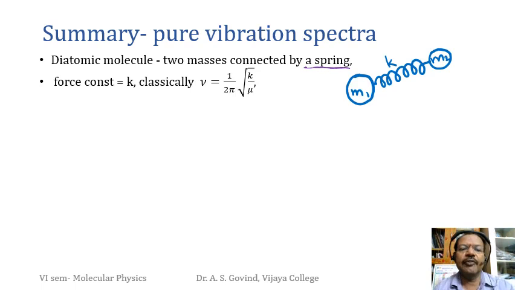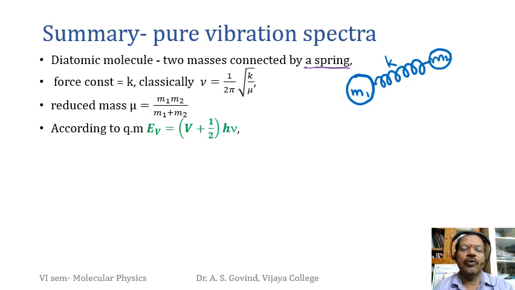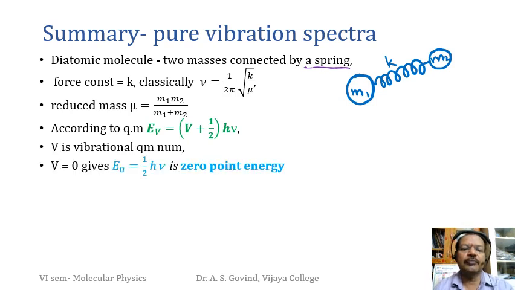And classically, we'll get the expression frequency is 1 by 2 pi root of K by mu, where mu is the reduced mass, product of mass divided by the sum. And according to quantum mechanics, we'll get the vibrational energy is V plus half of h nu. Nu is the frequency, V is the vibrational quantum number. If you put V equals 0, notice that you won't get zero energy, you will get half h nu. That is called zero point energy.